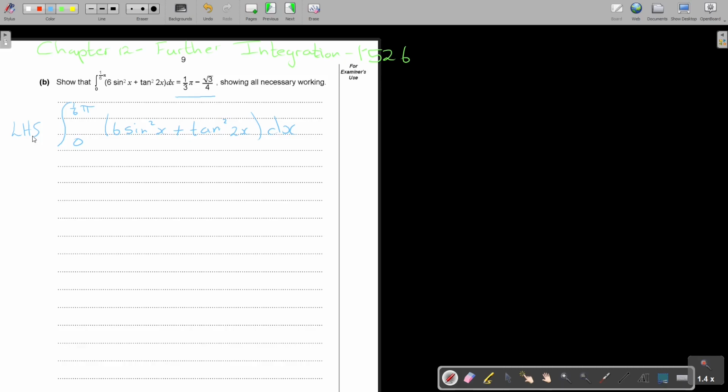Now, you can go to the formula sheet, but the formula sheet is just showing the very, very simple ones. So in this case, in the chapter, in the y equals mx plus c mathematics textbook, chapter 12, I really helped you by showing you the sin square x as well as the tan square x.